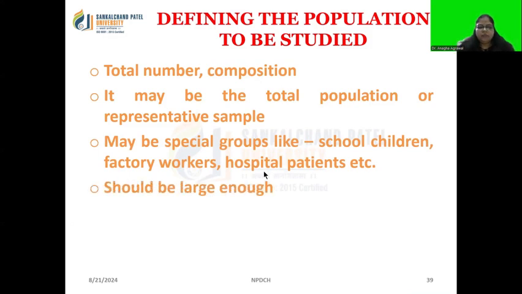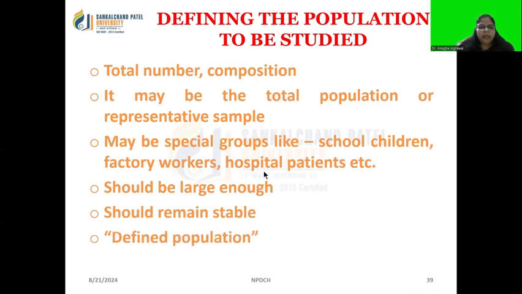The sample should be large enough. Sample size should be calculated with the help of a formula, and that should be fulfilled. There should not be fewer samples assessed than your sample size. Then it should remain stable over a period of time, should not move here and there. And this is your defined population. Once you get all these things, this will be your defined population that is entering into your study.